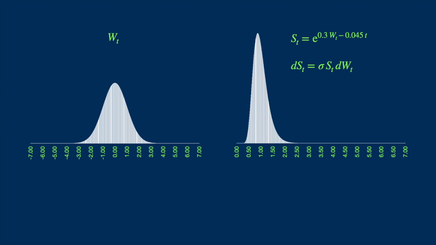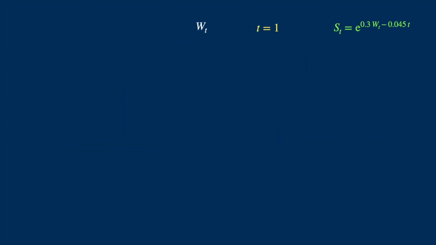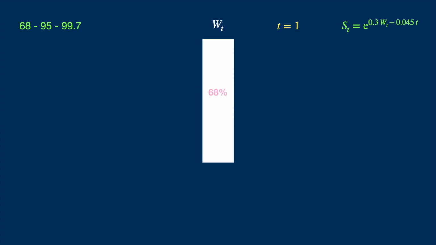Let's start with the standard Brownian motion. And let's say we're interested in its distribution at time t equal to 1. So it will just be the standard normal, which is the normal distribution with mean equal to 0 and standard deviation equal to 1. And its distribution is easy to plot using the empirical rule. What it says is 68% of the values lie within one standard deviation.